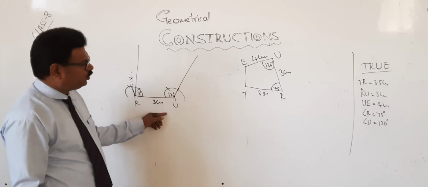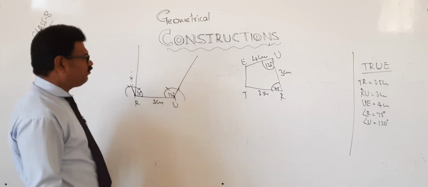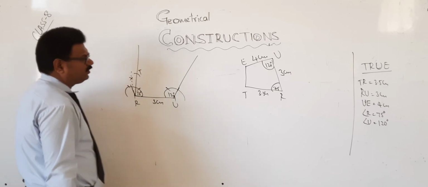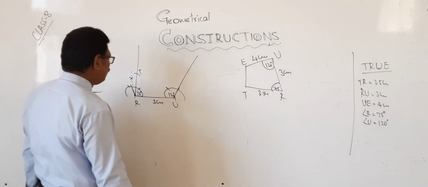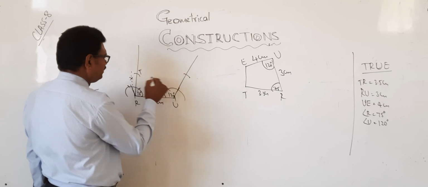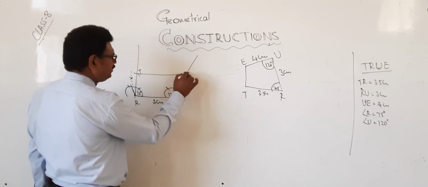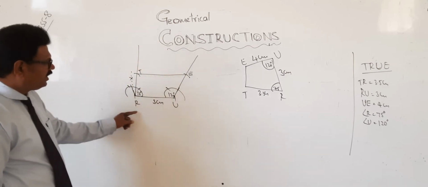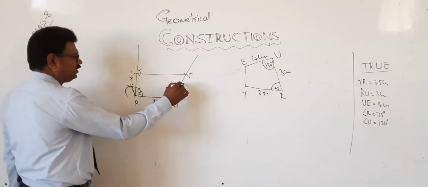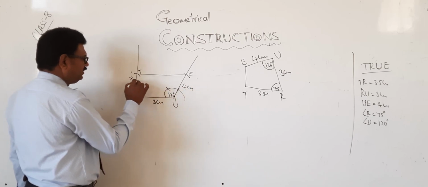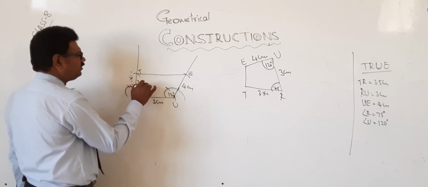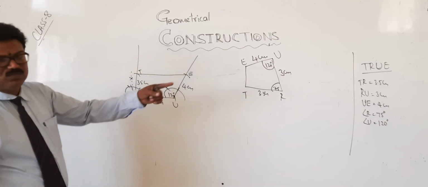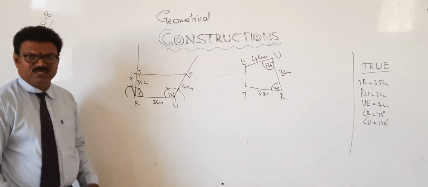RT, how much is there? 3.5. 3.5 means you cut; this is nothing but T. Now UE, how much is there? 4. 4 means like this. Now join, this is nothing but E. TRUE: this is 4 centimeters and this is 3.5 centimeters. Okay? So TRUE is done. Right.